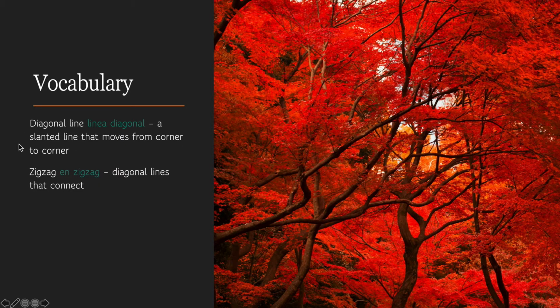So our vocabulary words are diagonal line, a slanted line that moves from one corner to corner, and zigzag. Zigzags are diagonal lines that connect. So what kinds of different diagonal lines and zigzag lines do you see in the picture to the right? If you take a close look, we see a bunch of diagonal lines going from the bottom all the way to the right top. They all seem like they're going in the same direction.